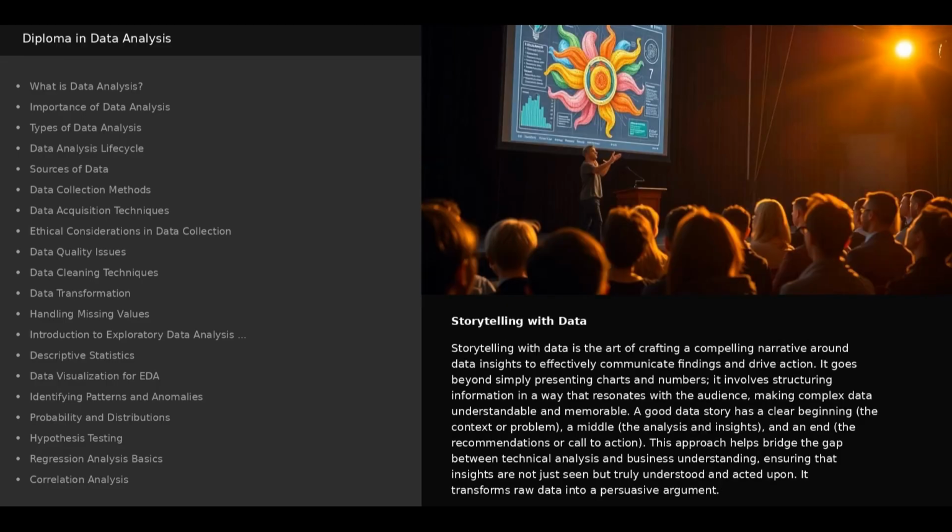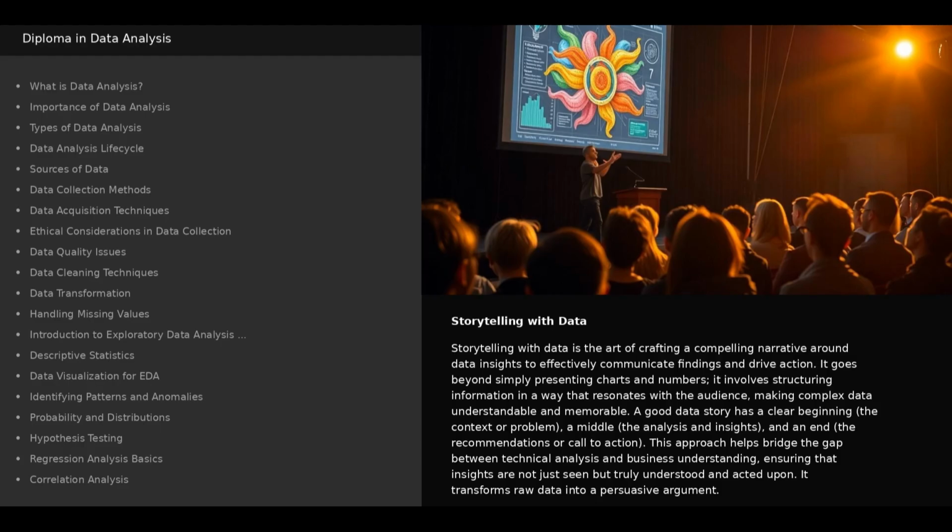Storytelling with data. Storytelling with data is the art of crafting a compelling narrative around data insights to effectively communicate findings and drive action. It goes beyond simply presenting charts and numbers. It involves structuring information in a way that resonates with the audience, making complex data understandable and memorable. A good data story has a clear beginning, the context or problem, a middle, the analysis and insights, and an end, the recommendations or call to action.